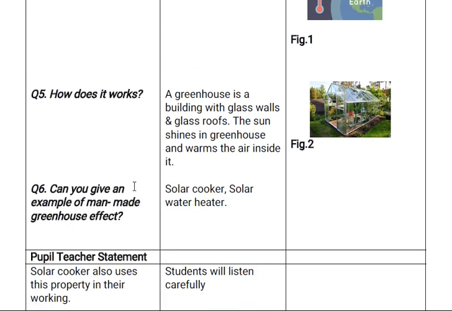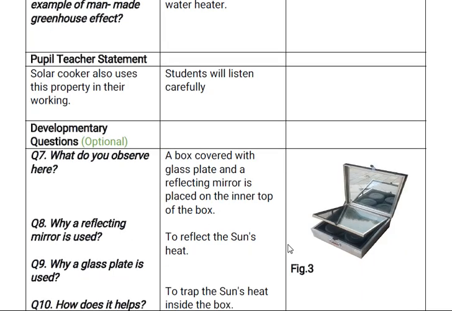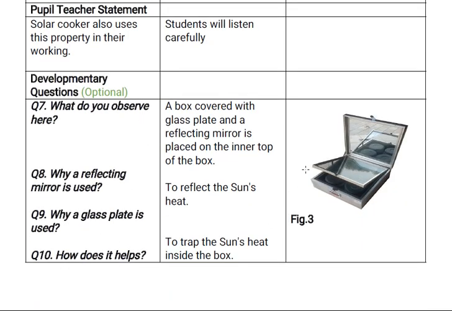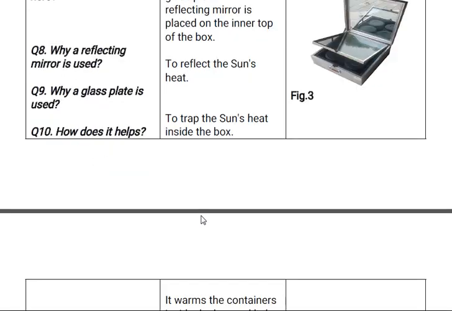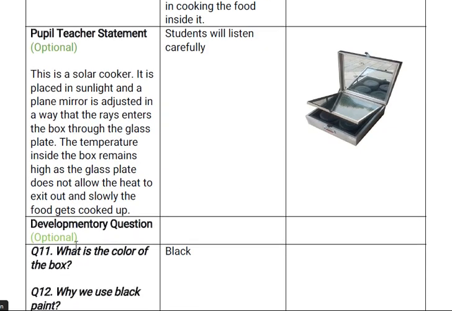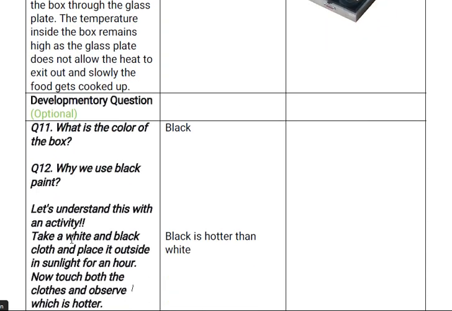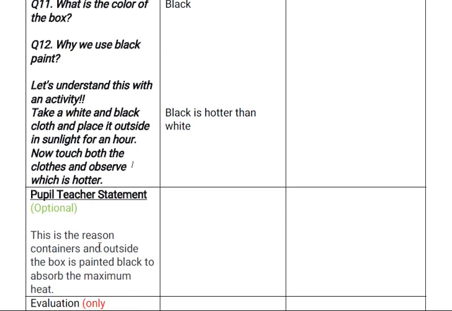Like, first of all, I have explained the concept of solar cooker by relating it with the greenhouse effect. Then we'll explain about the solar cooker. We'll ask some questions about reflecting mirrors and glass plate and everything like that. Then the pupil teacher explained about the solar cooker. After that we took an activity. Then I explained another topic, that is why these containers are painted black.